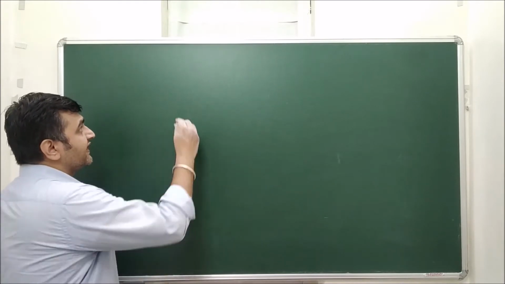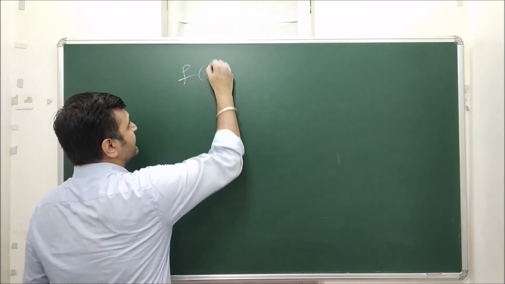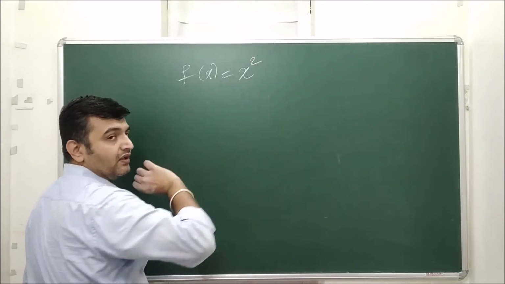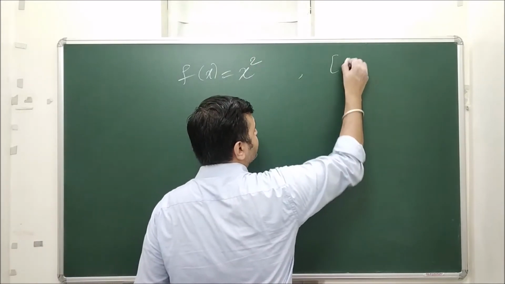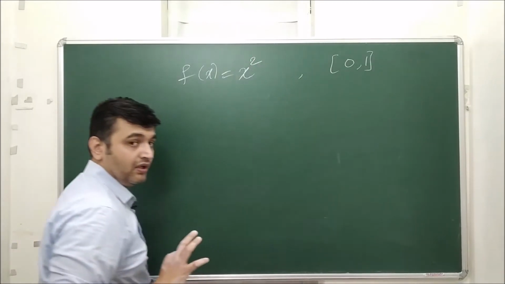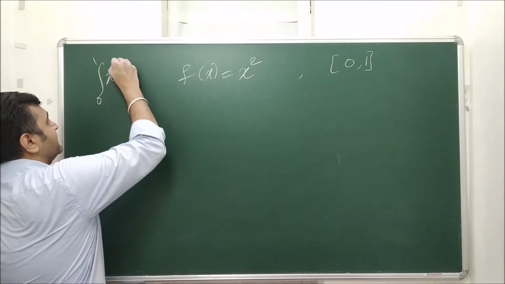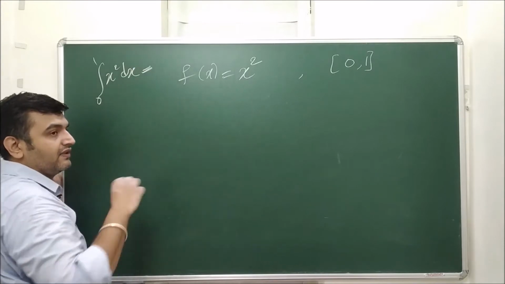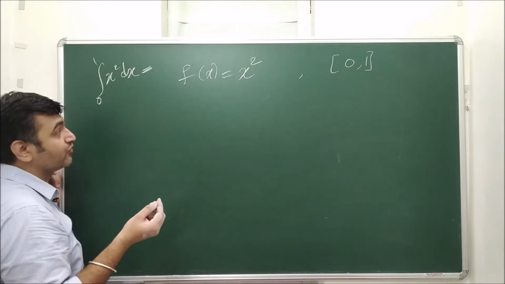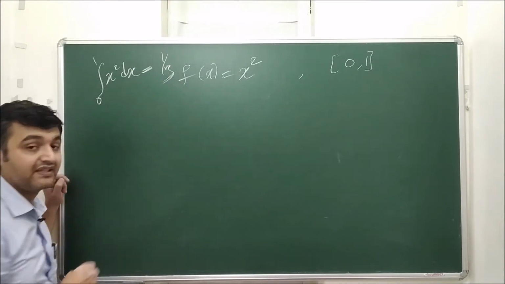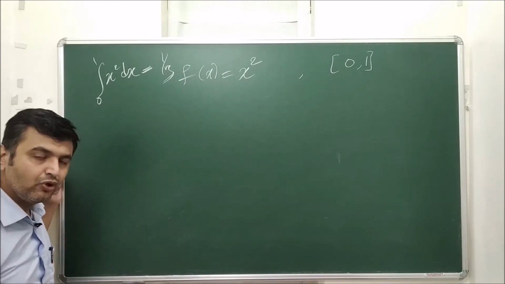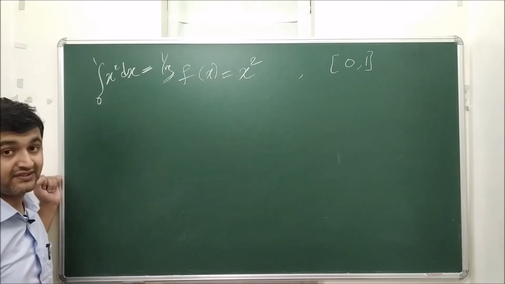So let's go first with an example. Let me take f of x is equal to x square, and let me take the interval say 0, 1. Then I want to see what is the integration from 0 to 1 of x square dx. Well, thanks to your syllabus in 12th, you know that the answer is 1 by 3. But then let's try to obtain this answer using the Riemann sum.